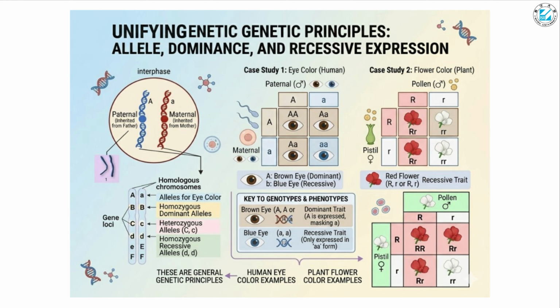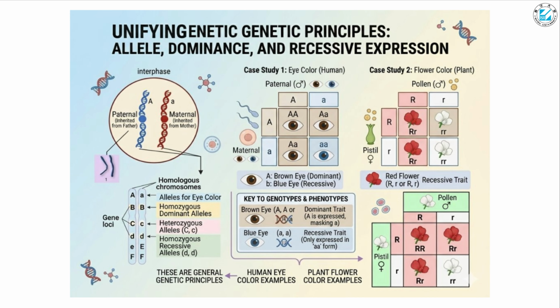Okay, in this slide, you see the chromosome, dominant allele and recessive expression. You get one gene, one chromosome set from your dad, and one set from your mom. Each gene has its own spatial spot on the chromosome. It's called the locus. In this slide, you see the locus, two case studies. One case is eye color, human eye color. The second case is the flower color.